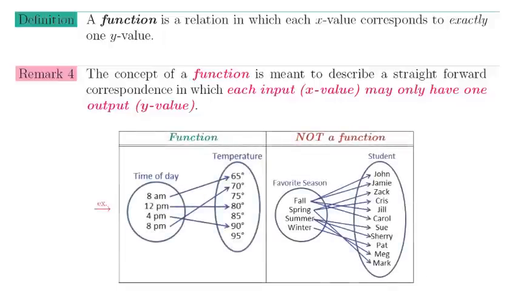For instance, consider this example. The mapping on the left describes a function, whereas the mapping on the right does not describe a function. The relation here has each element of the domain mapping to a single element in the range. Whereas, in this example, with this relation, the elements in the domain map to multiple elements in the range, therefore creating something that's not a function.